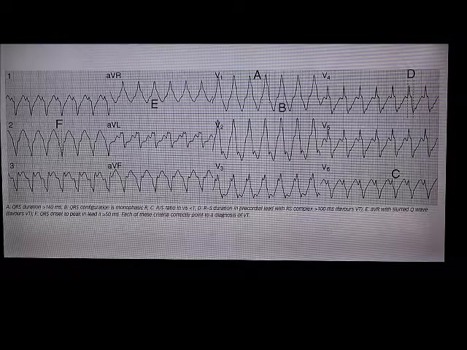It's left bundle branch. Precordial concordance? Negative V6, positive V1, so no. So northwest axis. First thing, look at AVR, look at the axis.